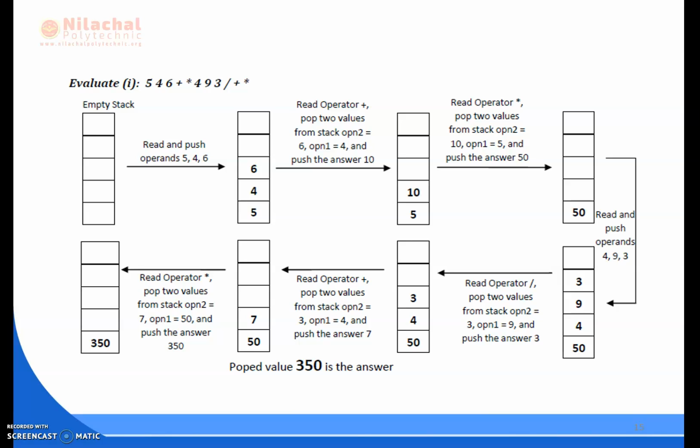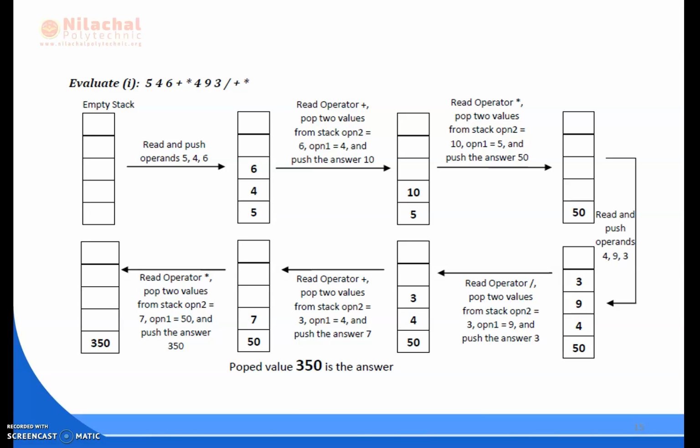So what we need to do is check the expression. If there is an operand, then it will be pushed into the stack. There are three operands at the very first step, that is 5 4 6. So into the stack, first 5 is pushed, then 4 is pushed, then 6 is pushed.